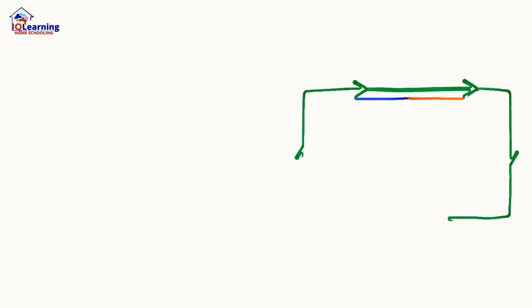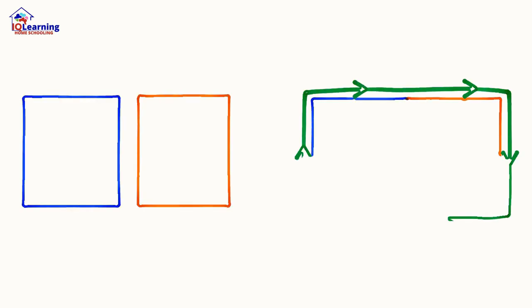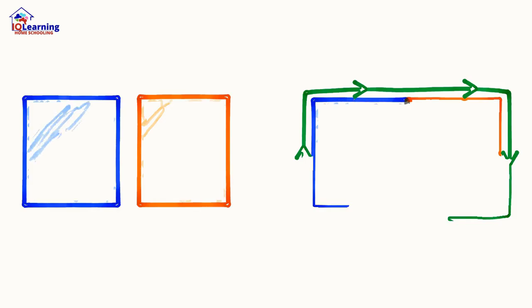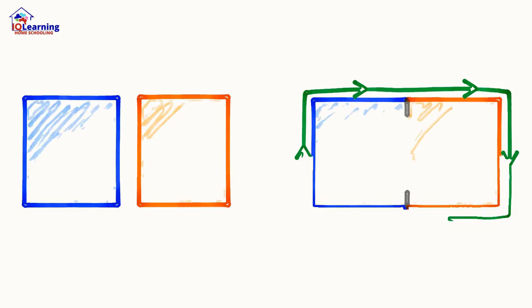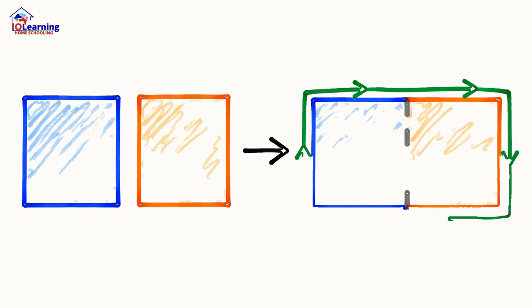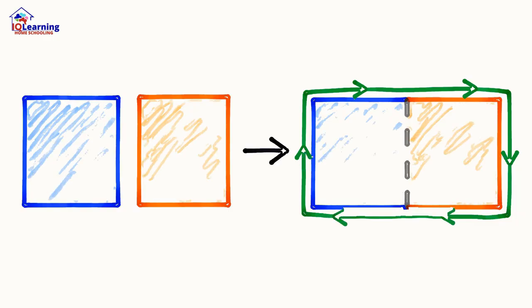Let's start with perimeter, the distance around the outside. Here's the number one trap. When you join two shapes, like two squares, the line where they meet vanishes from the perimeter. You only walk the external boundary.